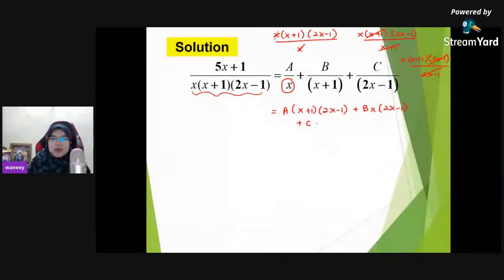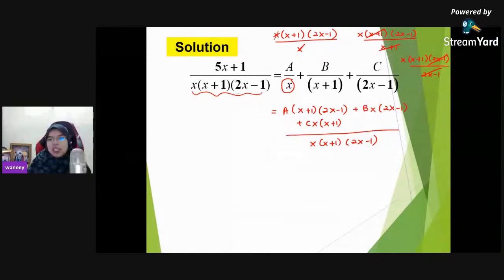So C times with x, x plus 1. And then over your denominator x, x plus 1, 2x minus 1. So ini untuk kita samakan pembawah. So ini untuk step yang kedua lah. So this is the first step, you separate them into linear function. Second step, you are having a common denominator. So ini proses nak samakan pembawah.